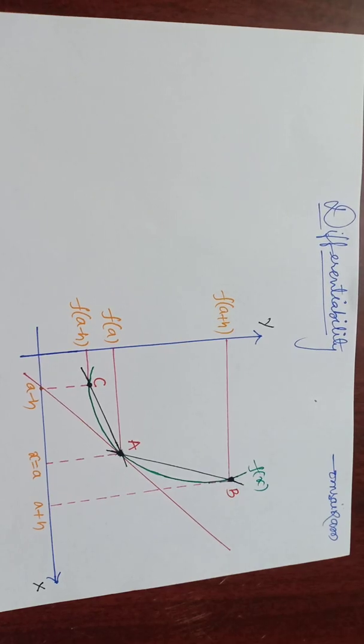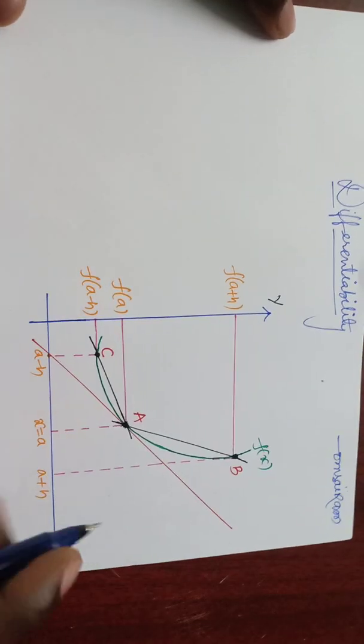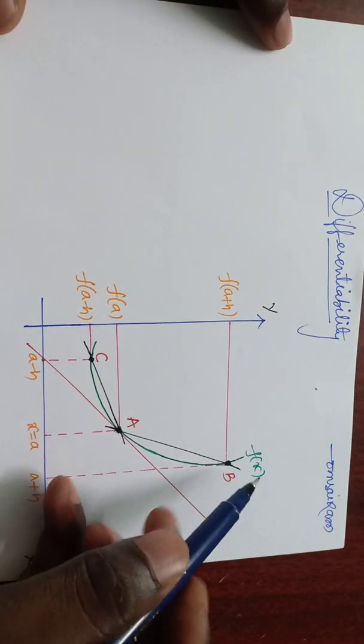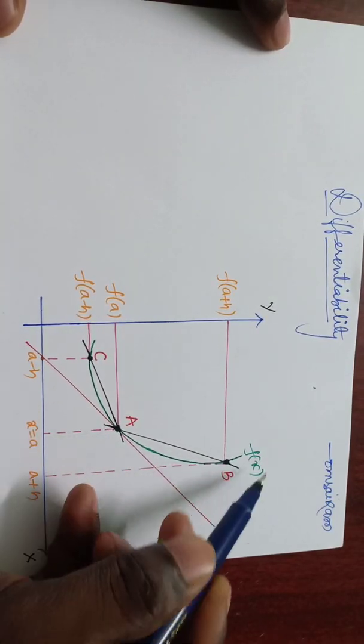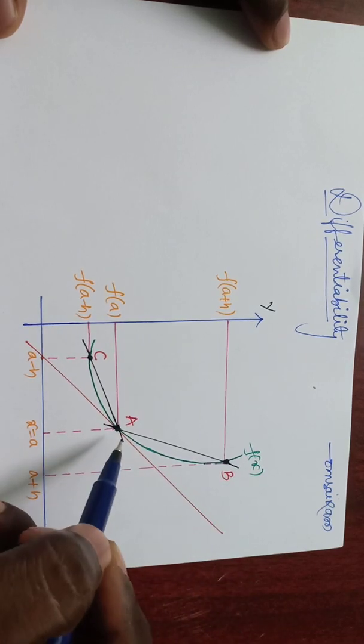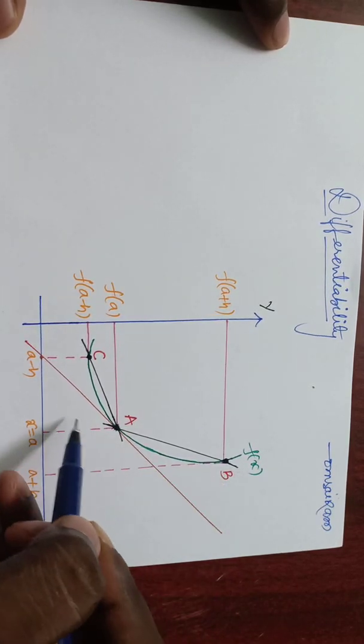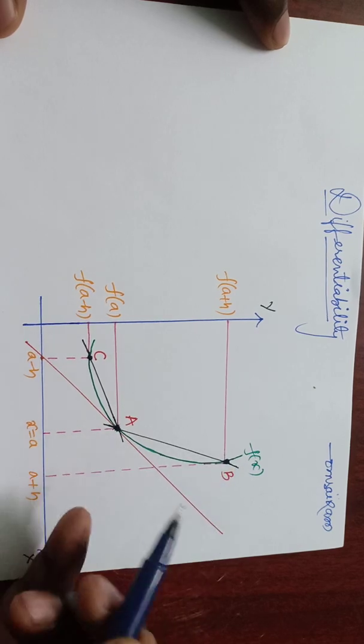Hi students, today our topic is differentiability. Let us come to the graph straight away. Here, let us consider a curve f of x, and here we have a secant over there, that is AB.